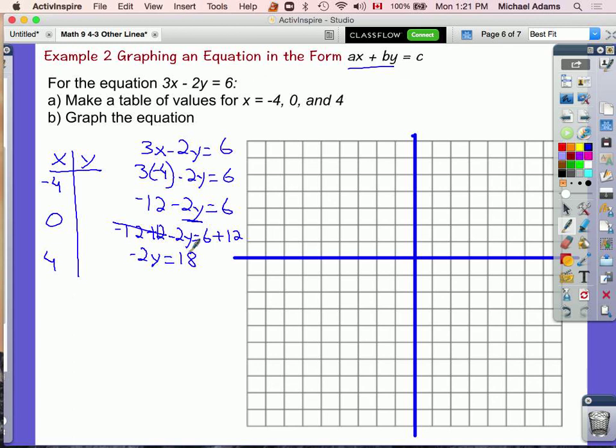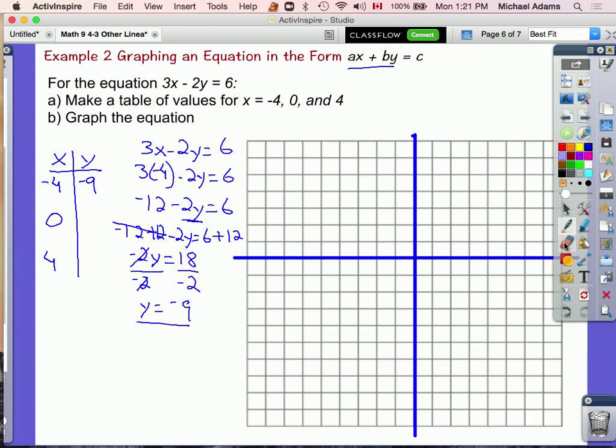And I continue to solve this. So now I want to isolate the y. I have to get rid of the negative 2. To get rid of the negative 2, I will divide by negative 2, and I'll do that to both sides. So these 2's now cancel out here, and I'm left with y. And over here, I have 18 divided by negative 2. Well, that's going to give me negative 9. So there we go. When x is negative 4, y is equal to negative 9. I'll put that in my table of values. All right, so now let's do the next one.